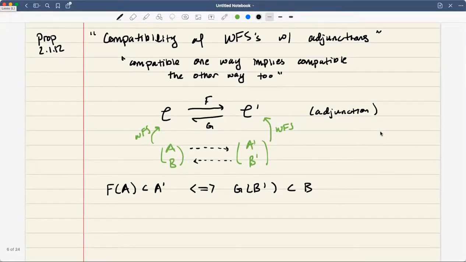Okay. So then this next proposition, I think of in my head as the compatibility of weak factorization systems with adjunctions. So if you have an adjunction and one map sends A, which is one of the classes in your weak factorization systems, inside A prime, which is the class from the other category, that can only happen if there's some sort of symmetry, like the map in the other direction is mapping B prime inside of B. So yeah, some sort of symmetry in how these play with adjunctions.